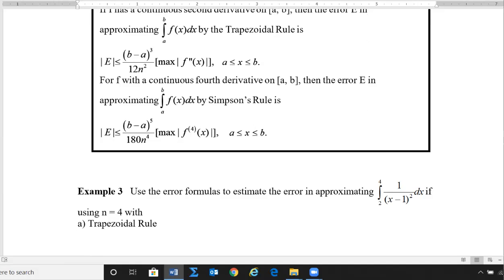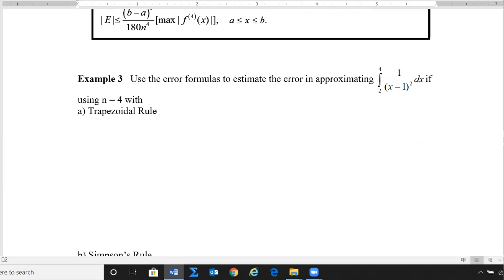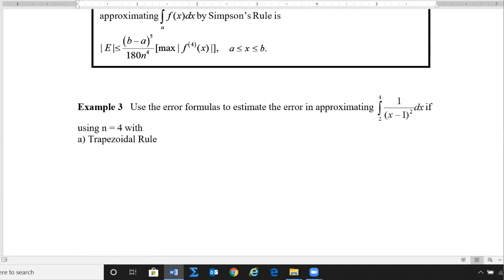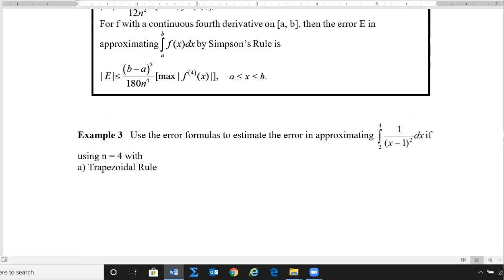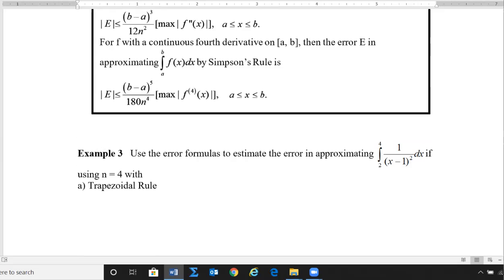So we're going to do number 3 here. We'll do it in 2 parts. Here's our integral, and we're going to use the error estimate formula to get a handle on the size of this error. So let's start it off.